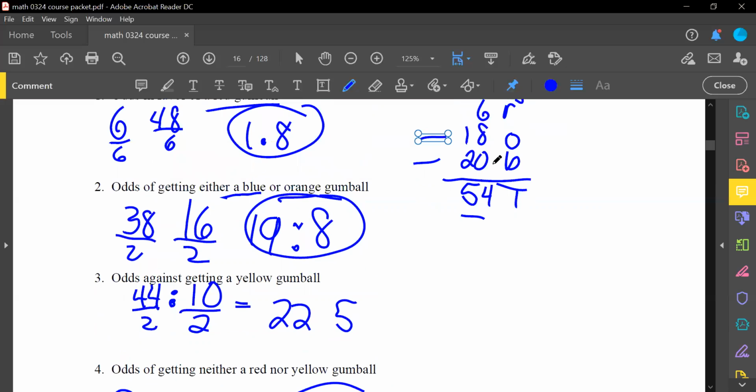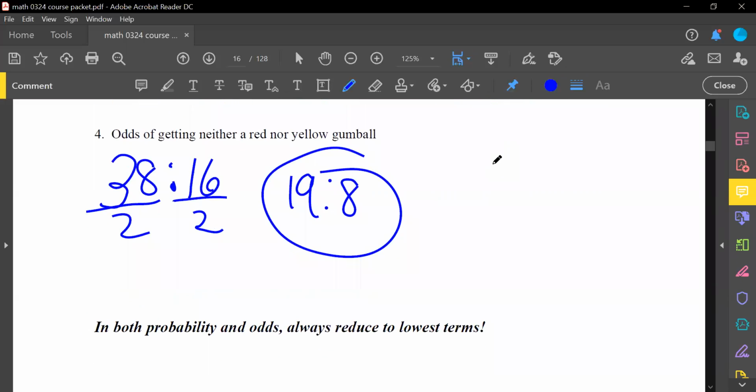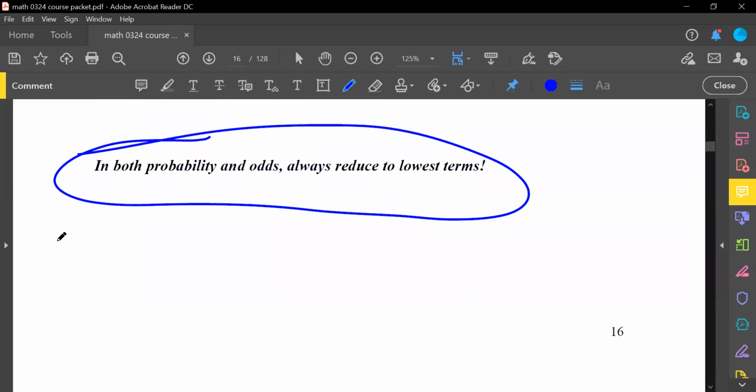That makes sense. Yeah, that's the same as the orange or blue. All right, so those are odds. And again, make sure you reduce it. That was probably the question that you had. And even with both probability and odds, go ahead and reduce to lowest terms.